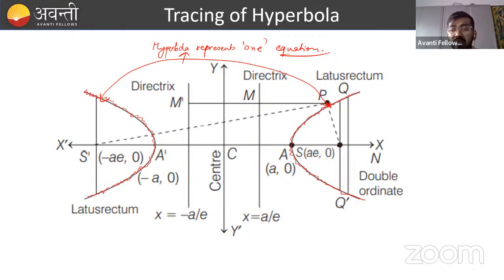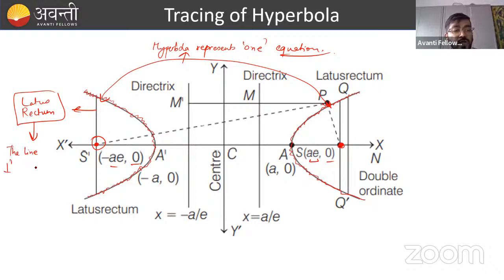In hyperbola also, if you remember, the foci in ellipse were (a, 0) and (minus a, 0). It is the same scenario in hyperbola as well. And this line here is called the latus rectum. We all remember the definition of latus rectum, which will never change in any of the conic sections. The definition of latus rectum is the line perpendicular to the axis and passing through the focus.